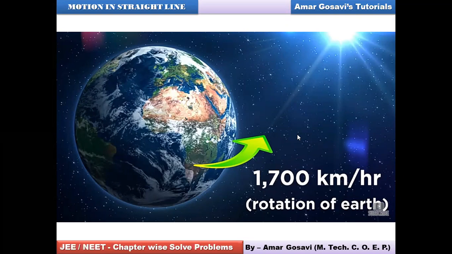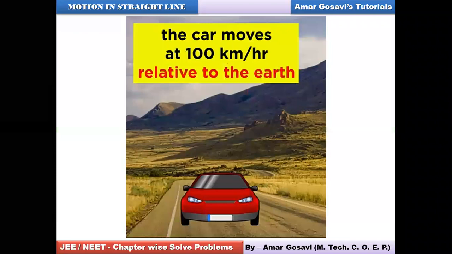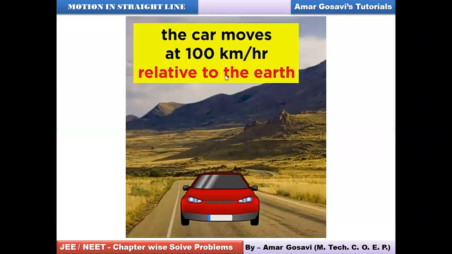All right, so this is how you're supposed to imagine. But if the observer is on the Earth, then for him this speed will be 100 kilometer per hour. So that's how you're supposed to understand relative motion, friends. Please make a note of this also.